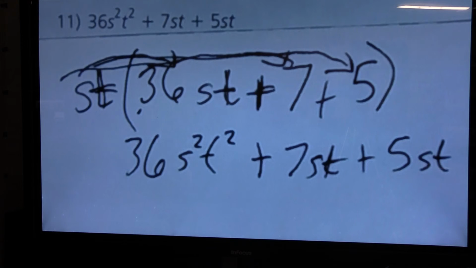So, how many of you, my little students, got the same thing I got? You put st outside the parentheses, and inside parentheses, you said 36st plus 7 plus 5, close parentheses. Okay, alright, now how many of you understand it better now?